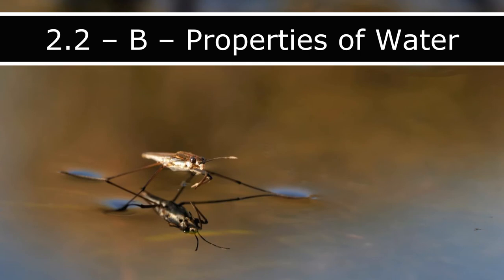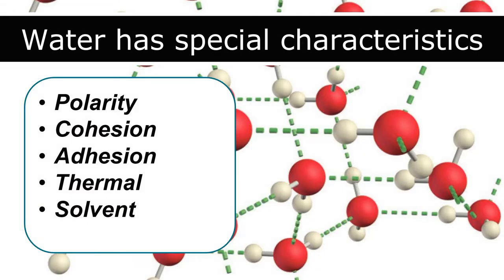And I'll just tell you up front that there are certain properties of water that make it extra special, and I'll just go ahead and list them out right now because these are the properties that you're going to have to know and be able to explain. So they're just polarity, cohesion, adhesion, thermal properties, and solvent properties. So all of these together are what make water so important to life.